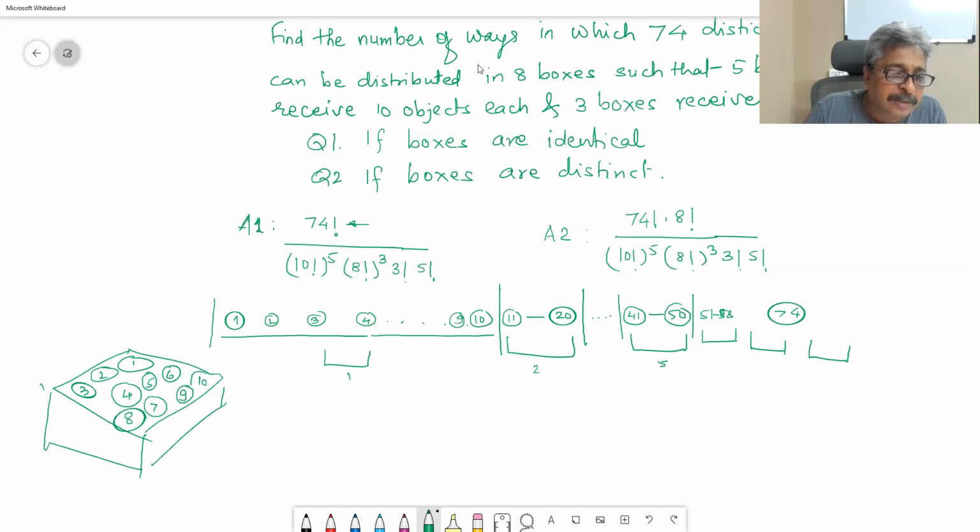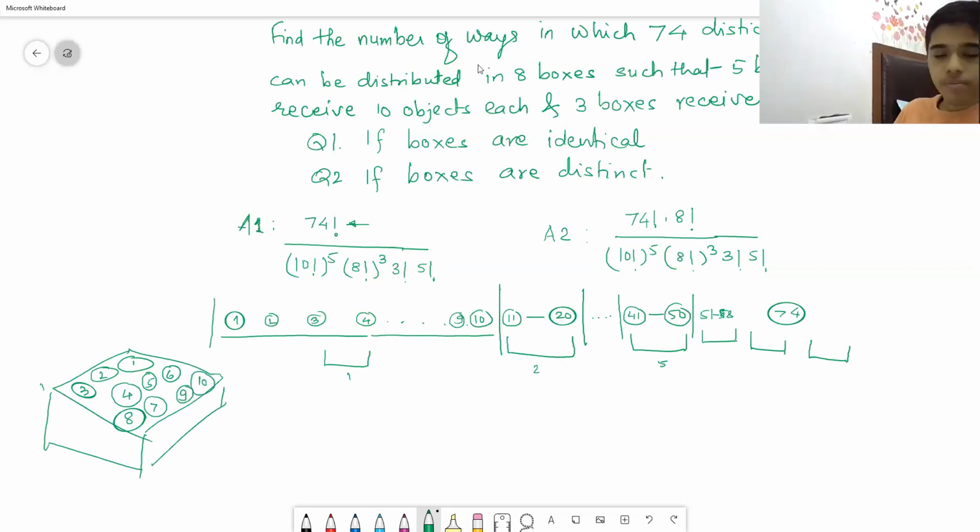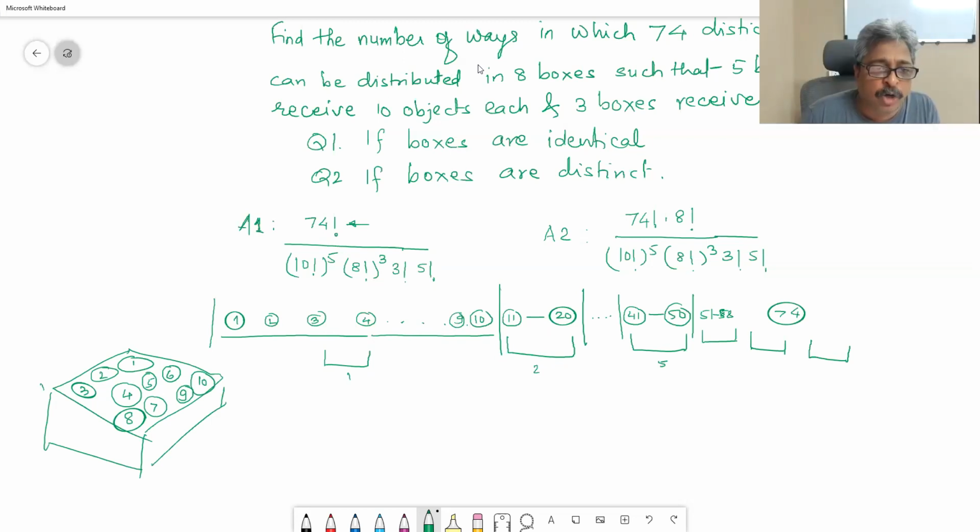How they are arranged in that one box, starting from 1 to 10, or 2 to 10 followed by 1, or 1, 3, 5, 7, 9 first followed by 2, does not matter. In the box, they will permute amongst themselves, that is the internal permutation of 10 objects in the first box, which happens in 10 factorial ways. And therefore that much our answer is bigger.